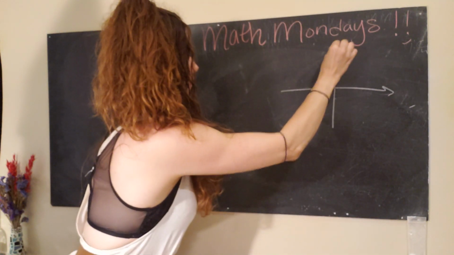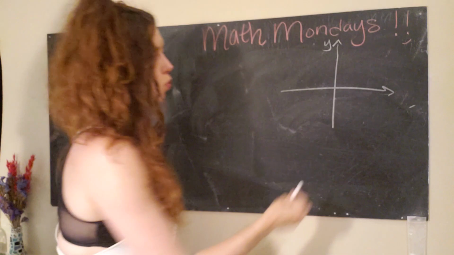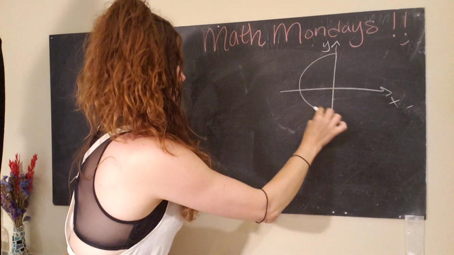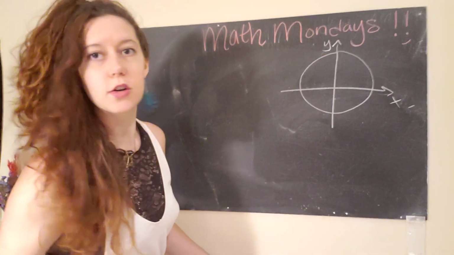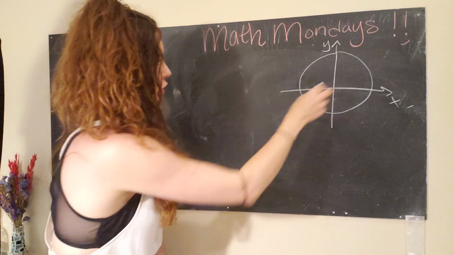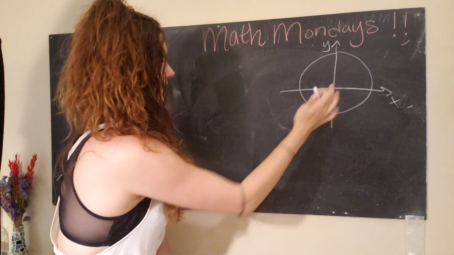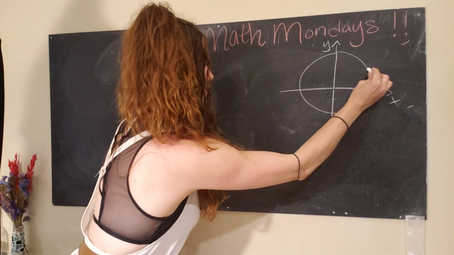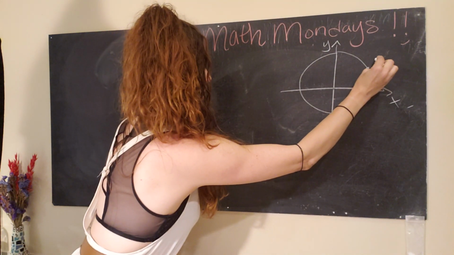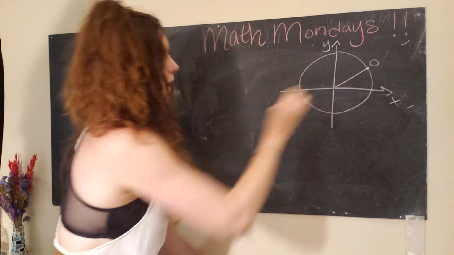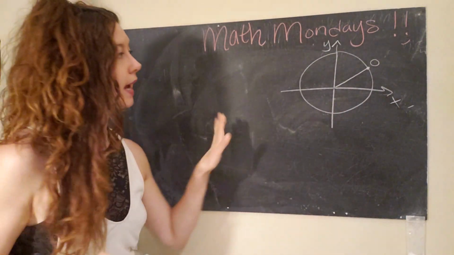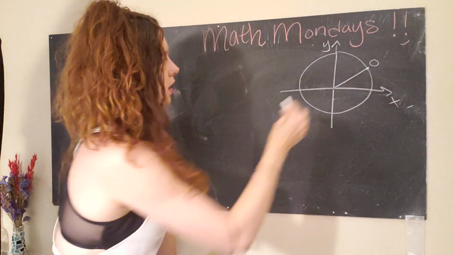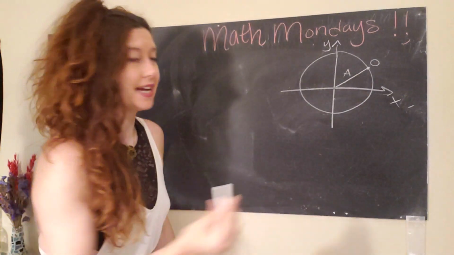My vertical axis I'm going to call my y-axis, and my horizontal axis I'm going to call my x-axis. And then I have a circle, which does not look like a circle, but that's okay, it's close enough. Assume that the center is at the origin. Let's say that we have an object, I'm going to call it an object O, that moves around the circle at a constant velocity, and that the radius of the circle is going to be a.